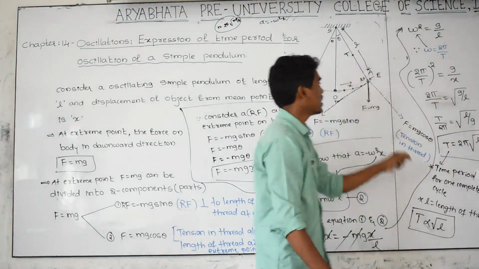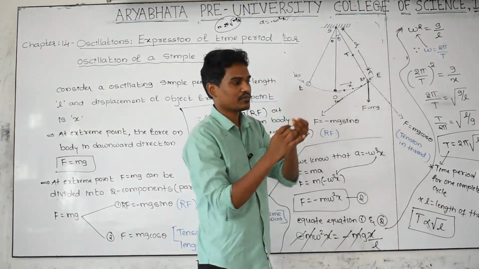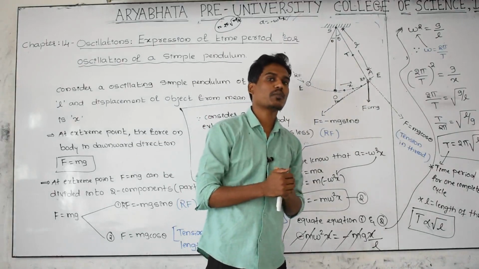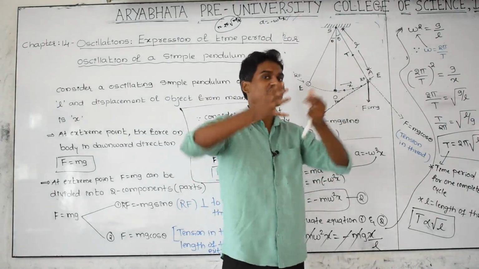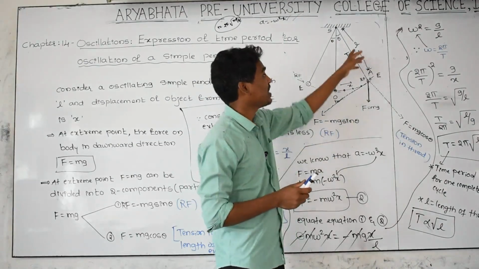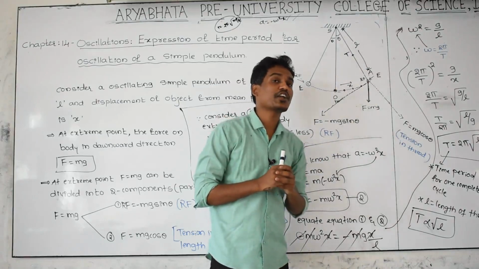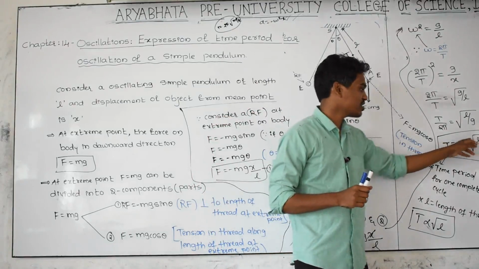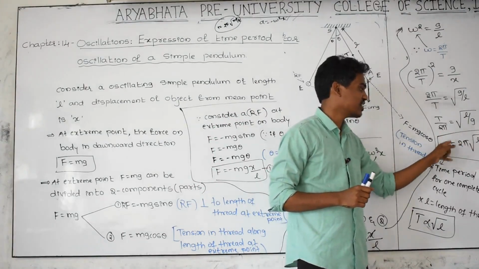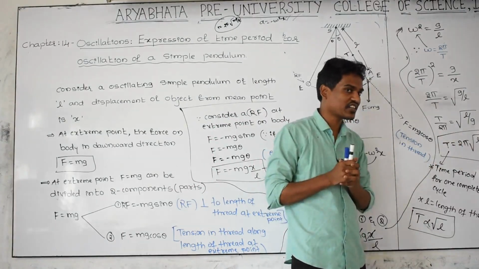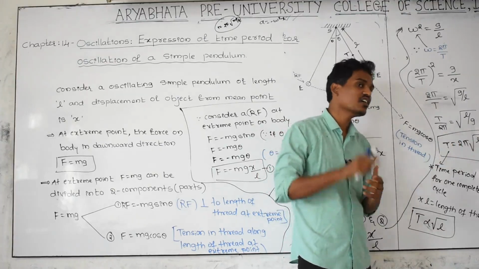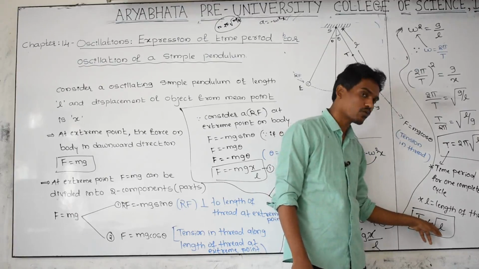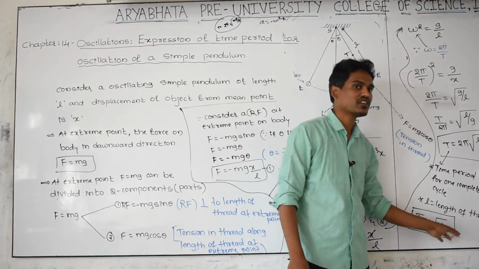And 2 pi is a constant, g is a constant, and only T depends upon L. If you increase the length of the thread, the time taken to complete 1 cycle also goes on increasing. If you decrease the length of the thread, the time taken by the body to complete 1 cycle goes on decreasing. L increases, T increases, L decreases, T decreases. Therefore, what is the relation existing between T and L? Directly proportional. Therefore, I have written T is directly proportional to root of L.